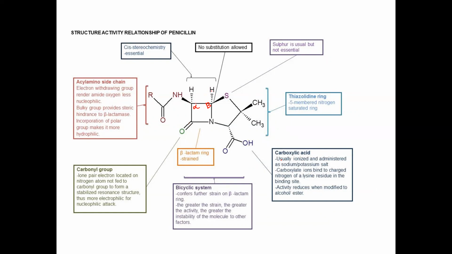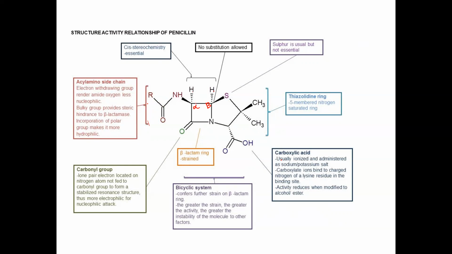And there is a free hydrogen here and a free hydrogen here, which should be in the cis position. That's why we say that it should be unsubstituted. In the cis position, then only there will be activity. If there is an acyl amide side chain here and an electron withdrawing group in this side chain, that will make the oxygen less nucleophilic.